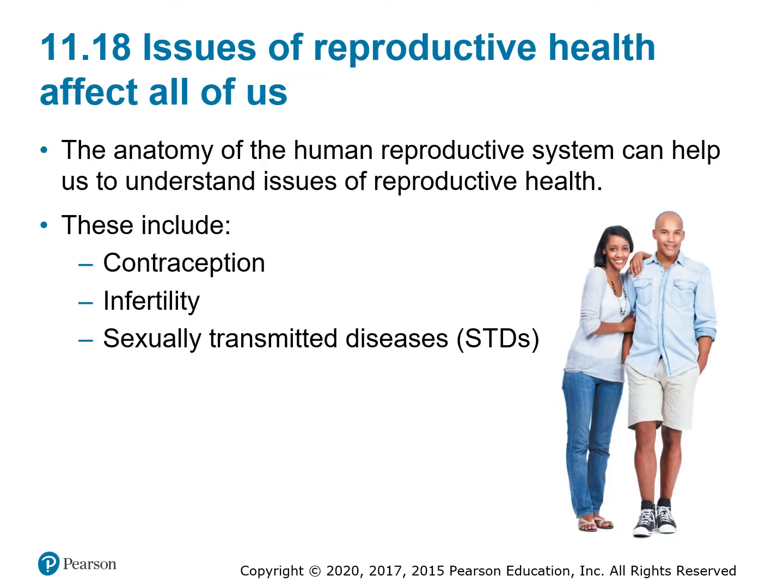So let's talk a little bit about issues of reproductive health, okay? The anatomy of the human reproductive system can help us understand certain issues with reproductive health, including contraception, infertility, and sexually transmitted diseases.